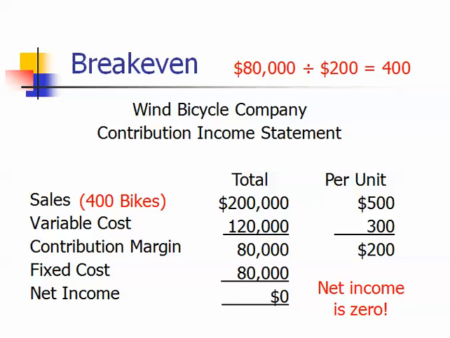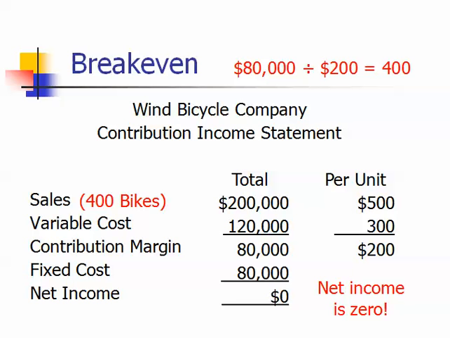And we can verify this by multiplying our 400 bikes by $500 per unit to get $200,000 in sales revenue, and our 400 bikes times $300 per unit to get our variable cost of $120,000, which would indeed give us our contribution margin of $80,000, which is just enough to cover our fixed cost.